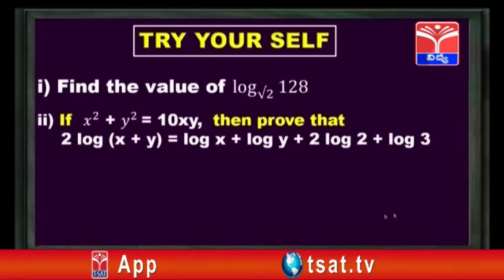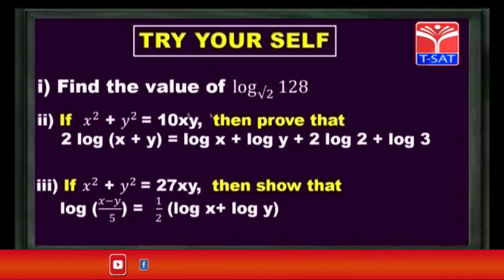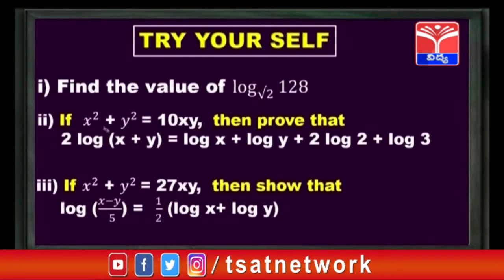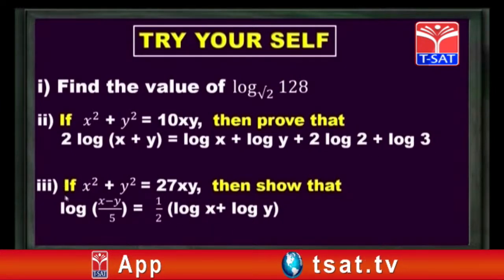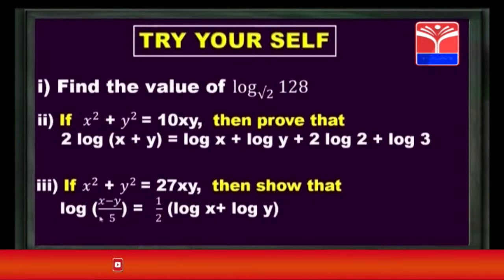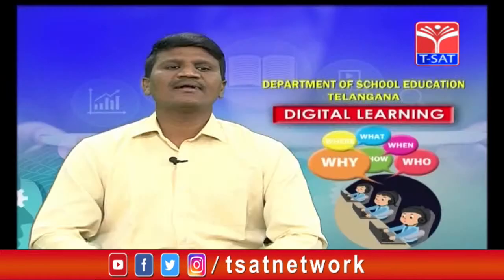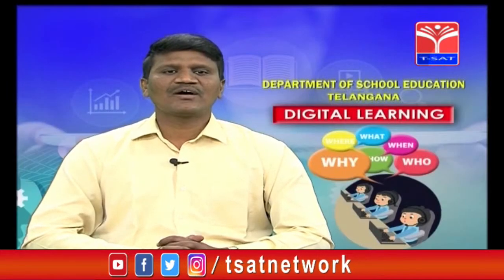So students, solve these problems: find the value of log 128 to the base root 2; if x square plus y square is equal to 10xy, prove that 2 log (x plus y) is equal to log x plus log y plus 2 log 2 plus log 3; and third, if x square plus y square is equal to 27xy, then show that log of (x minus y) by 5 is equal to 1 by 2 (log x plus log y). For better understanding of the concept, solve the worksheets.